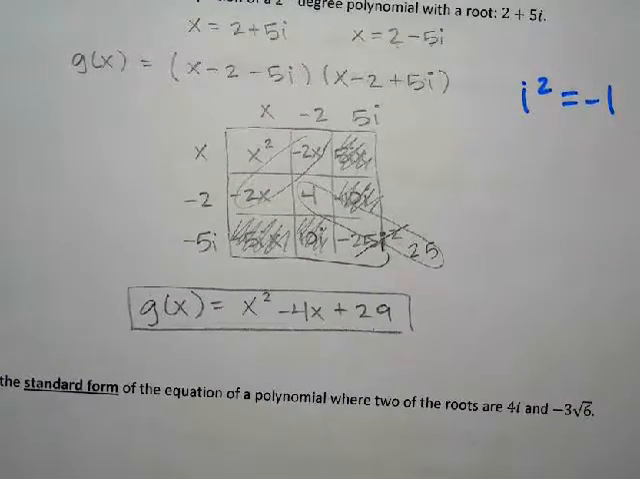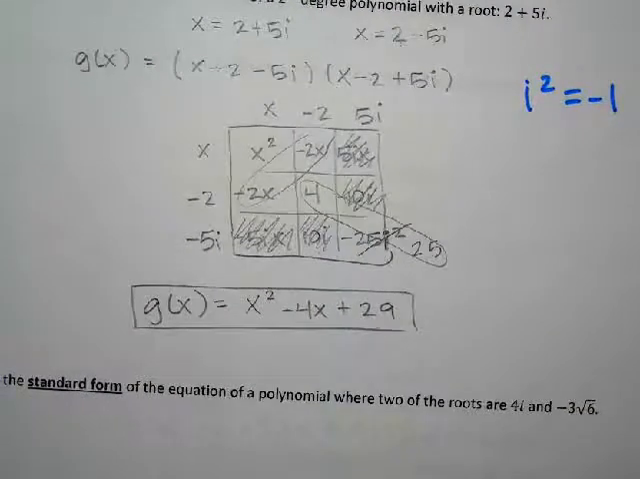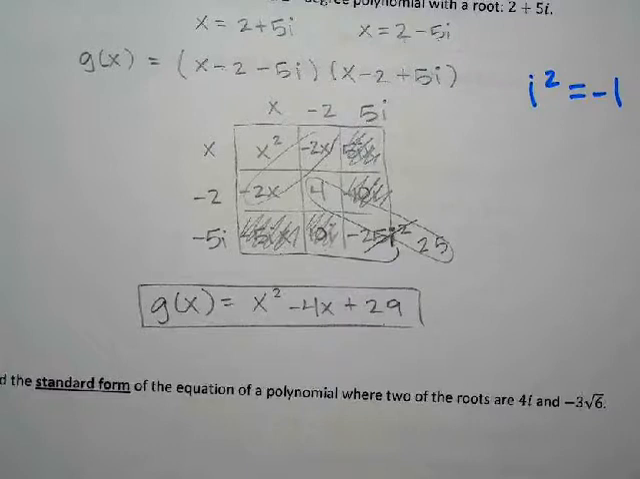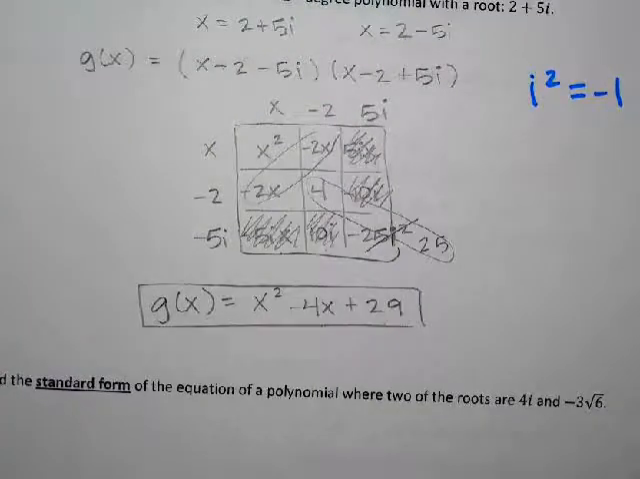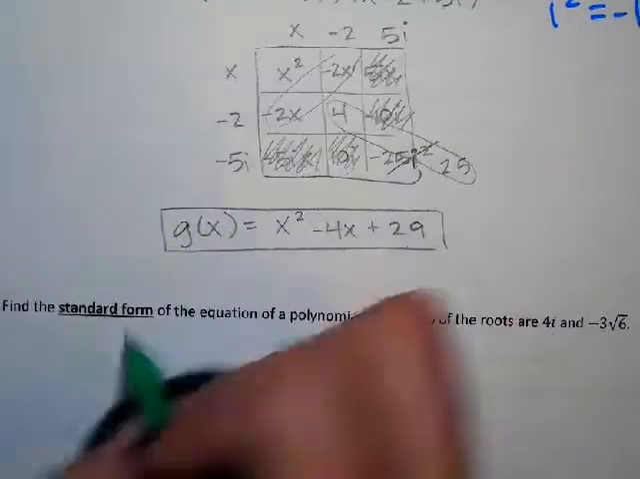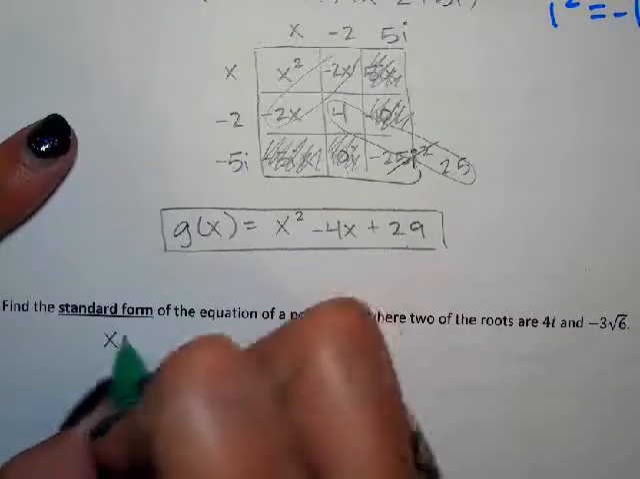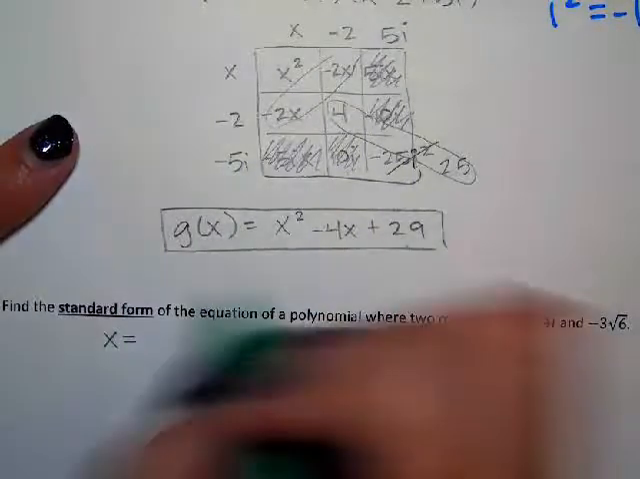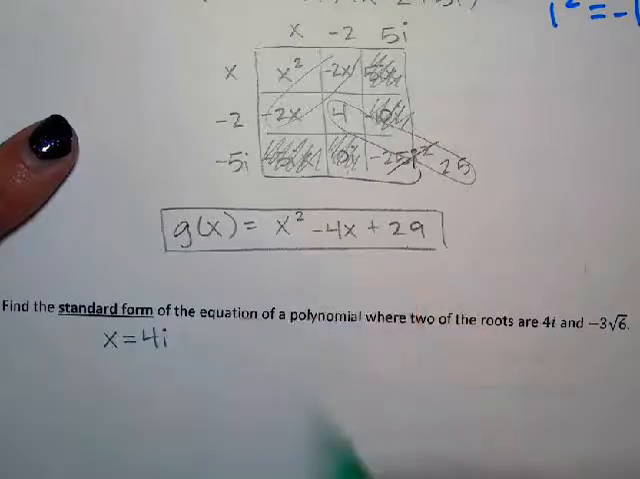All right, we got one last problem to make it weird. x equals 4i. If there's a 4i, what else is there? Okay, but they also said there's a root of -3 root 6.